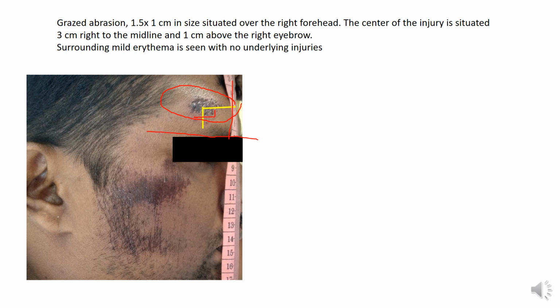Then what about the anatomical landmark method? Here I have chosen the upper attachment of the ear. So the center of the injury is situated 5 centimeters upwards and maybe 11 centimeters front to the upper attachment of the right ear. Fixed it, right?